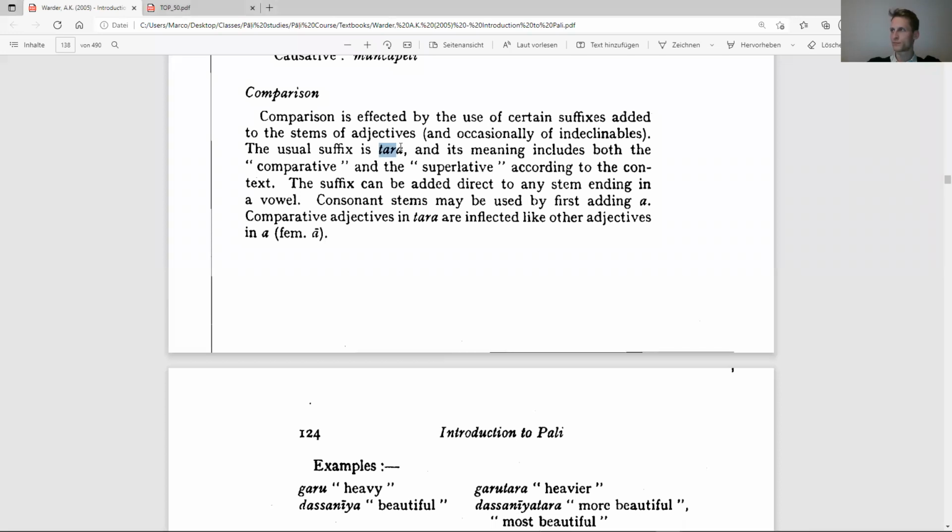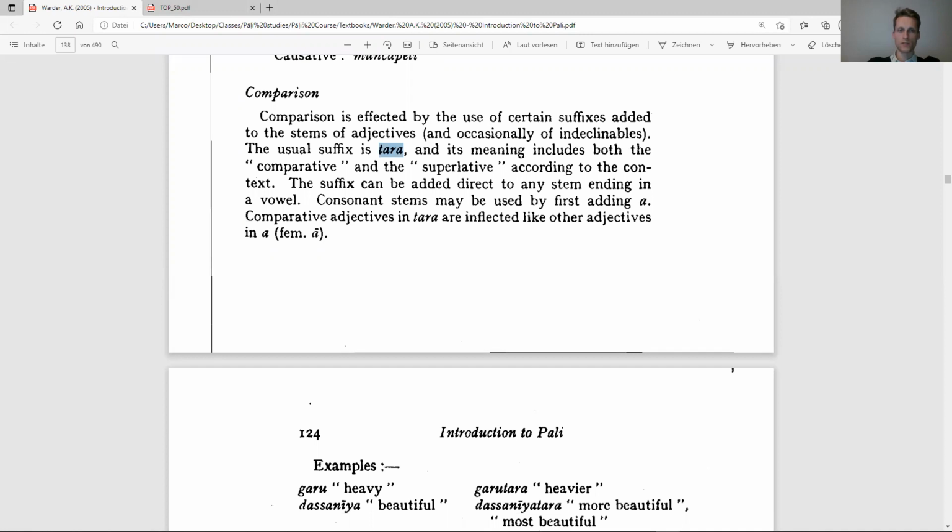In Pali, the comparison is effected by the use of certain suffixes added to the stems of the adjectives and occasionally also to indeclinables. The suffix tara can be added to comparatives as well as superlatives. Here we have tara. The suffix can then be added directly to any stem ending in a vowel. In the case of a consonant stem, it may be used by first adding a short a.